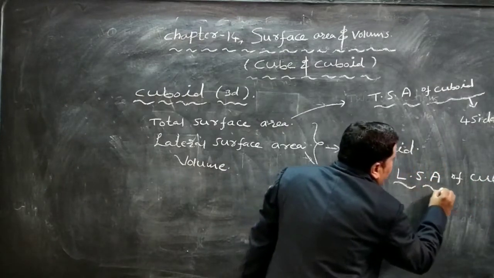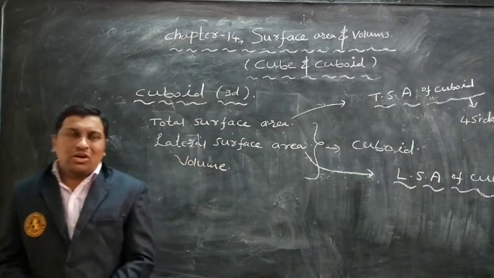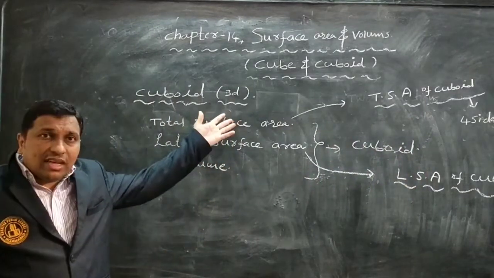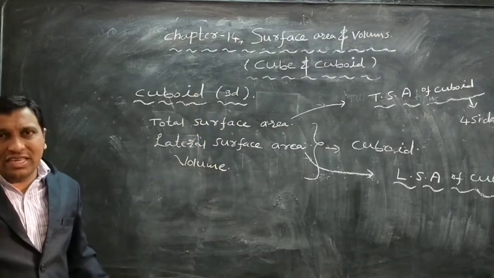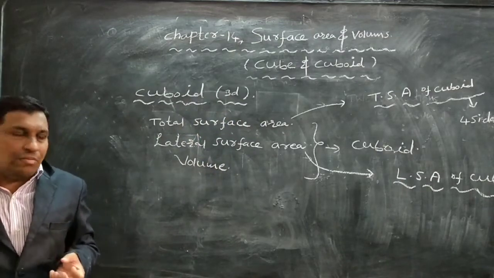Okay, lateral surface area of a cuboid. There is a minor change here. We have to compare total surface area and lateral surface area. There are small changes. What are the changes?